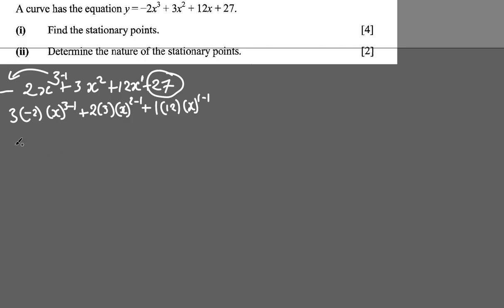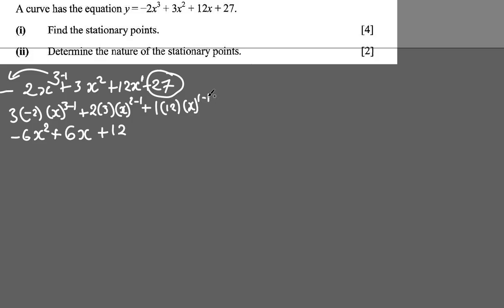So we'll concentrate here now: we'll multiply 3 by negative 2, we'll have negative 6, and then x to the power 3 minus 1. So 3 minus 1 is 2, meaning this will be x to the power 2, plus, in that order, 2 times 3 we have 6, and then x, then we have 2 minus 1, it means x will be to the power 1, so it will be left like this, plus 1 multiplied by 12, and then we are saying 1 minus 1, here it is 0.